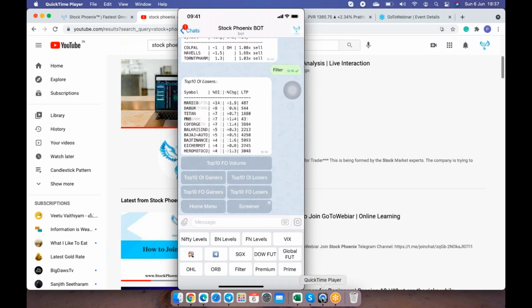Similarly, top OI losers we could see over here. Top 10 stocks where FNO is leading, you can get this information over here. Top FNO losers, when the stocks are losing value, you can check over here. Of course, you can go back to the main menu from here.